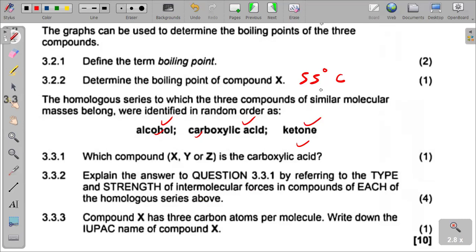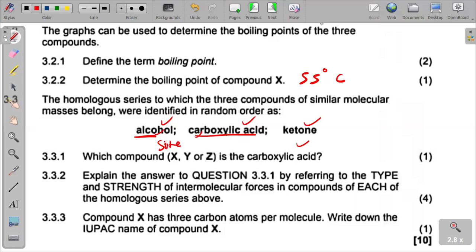Explain the answer to question 3.3.1 by referring to the type and strength of intermolecular forces in the compounds of each of the homologous series above. It might interest us to know that among all the organic compounds, alcohols and carboxylic acids are the ones that have the highest boiling points. But carboxylic acids have a higher boiling point than alcohols because carboxylic acids have two sides for hydrogen bonding, and alcohols have only one side for hydrogen bonding. So due to that, carboxylic acids have a higher boiling point.